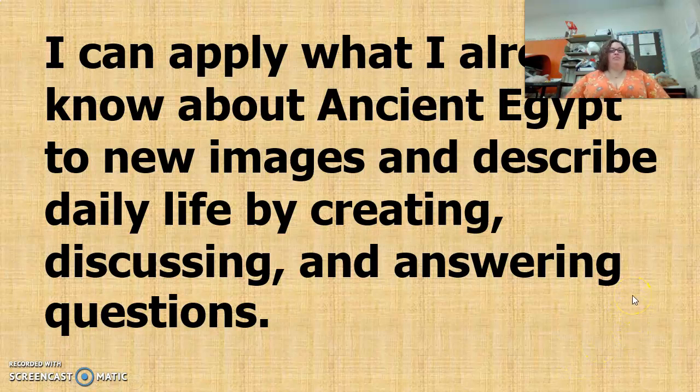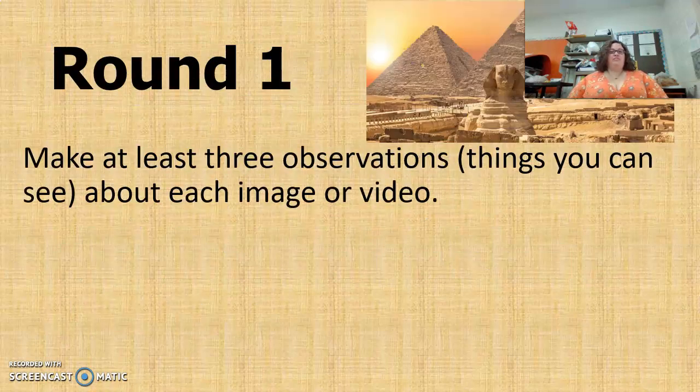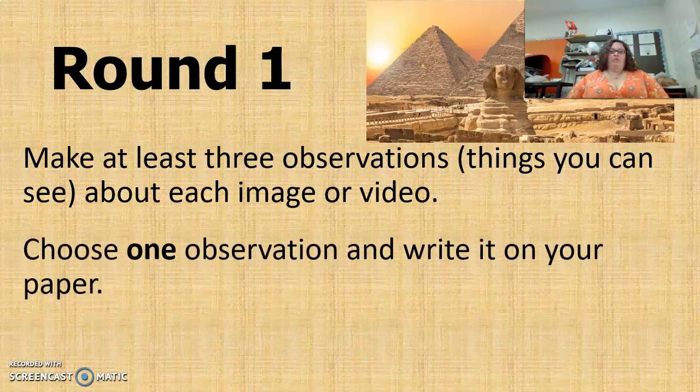So today we are going to apply what we already know about ancient Egypt to new images and describe daily life by creating, discussing, and answering questions. So your first round, you are going to make at least 3 observations. Remember, observations are things that you can see about each individual image or video. Then you will choose one observation that you have made and you will write it on your paper. So during round 1, you are looking at the image or watching the video and you are making observations. You're not writing anything yet. After you've made all of your observations, then you're going to write them down.